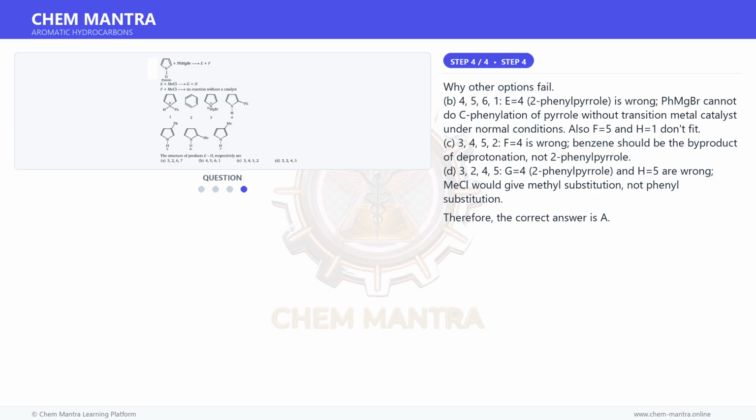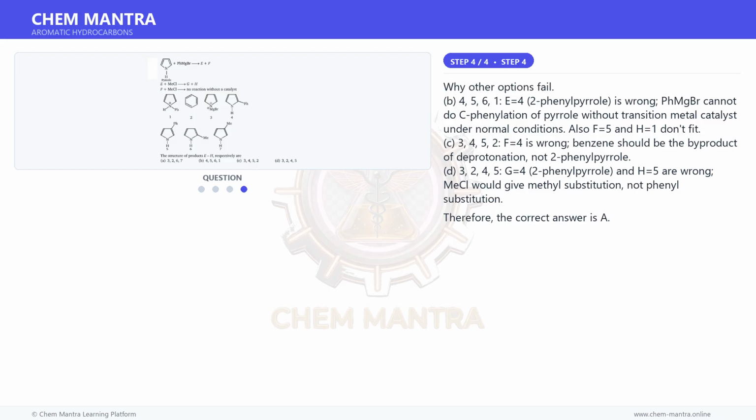And for the final step, why other options fail? B: 4, 5, 6, 1. E is equal to 4, 2-phenylpyrrole, is wrong. PhMgBr cannot do C-phenylation of pyrrole without transition metal catalyst under normal conditions. Also F is equal to 5 and H is equal to 1 don't fit. C: 3, 4, 5, 2. F is equal to 4 is wrong. Benzene should be the byproduct of deprotonation, not 2-phenylpyrrole.